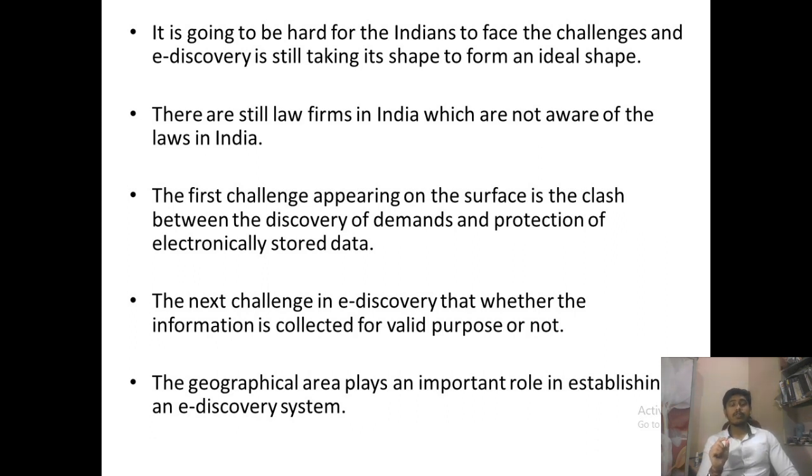A temporary court rule says only Indian laws and companies can offer e-discovery services, which creates difficulties. Mainly, law firms in India are unaware of relevant laws. Challenges include balancing discovery demands with data protection and ensuring information collection is for valid purposes. Additionally, geographical considerations are crucial for establishing an effective e-discovery system.